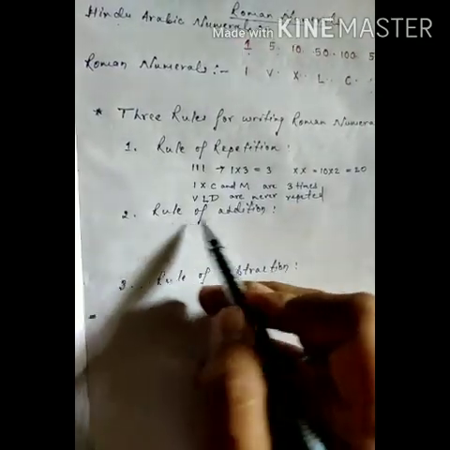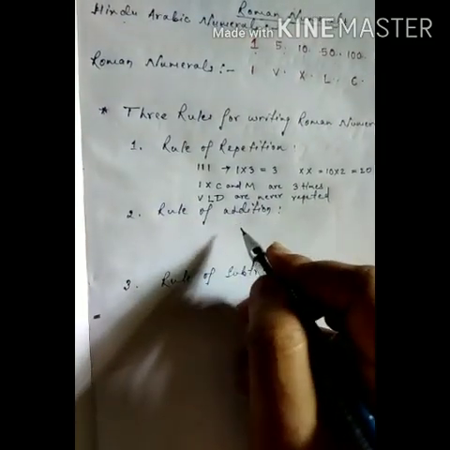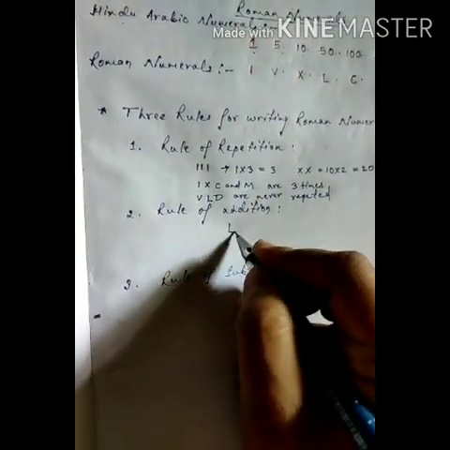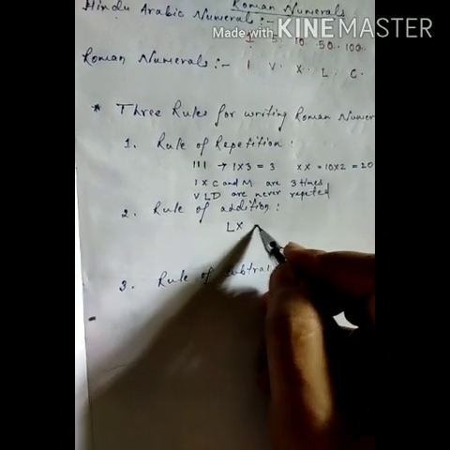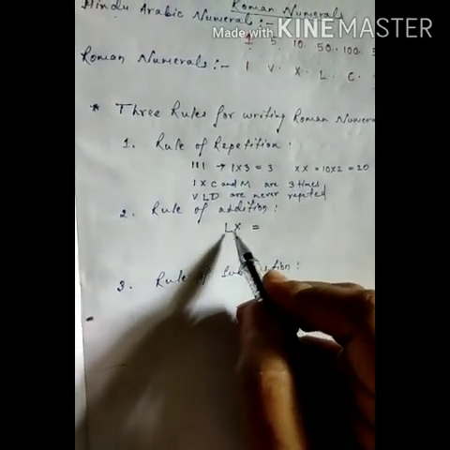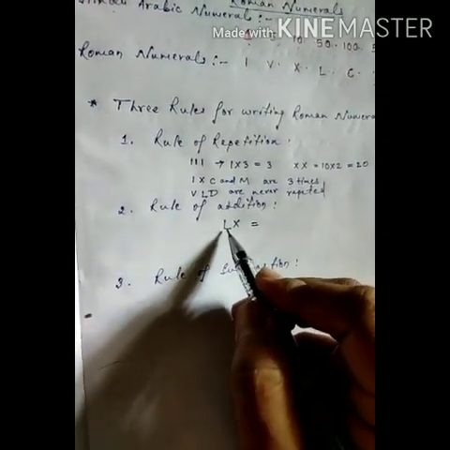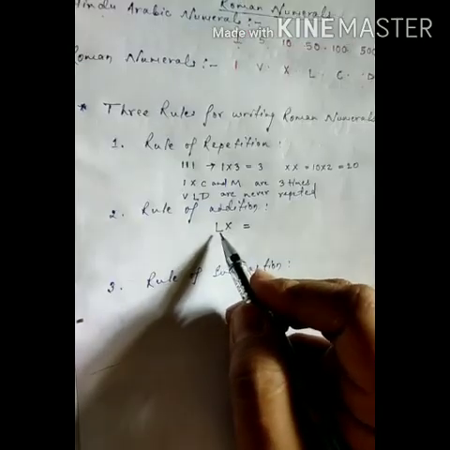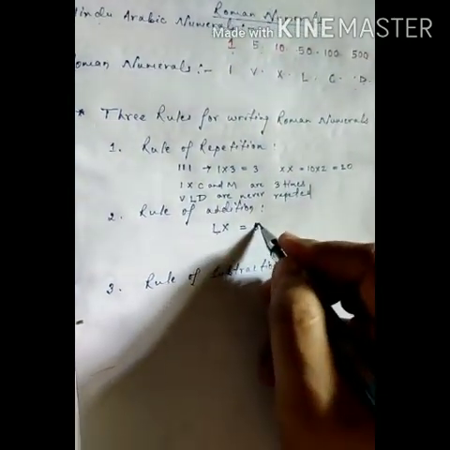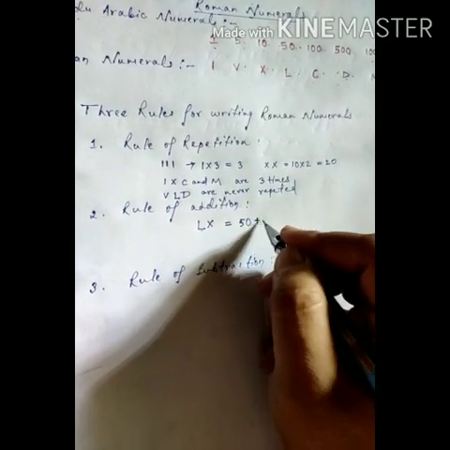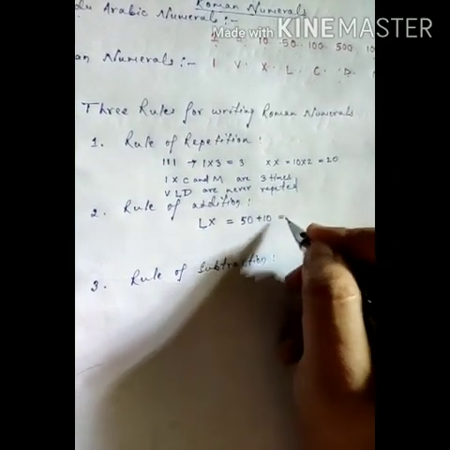The second rule is the rule of addition. When a greater numeral is followed by a smaller numeral, the smaller numeral is always added to the greater numeral. For example, L means 50 and X means 10, so it becomes 50 plus 10, that equals 60.